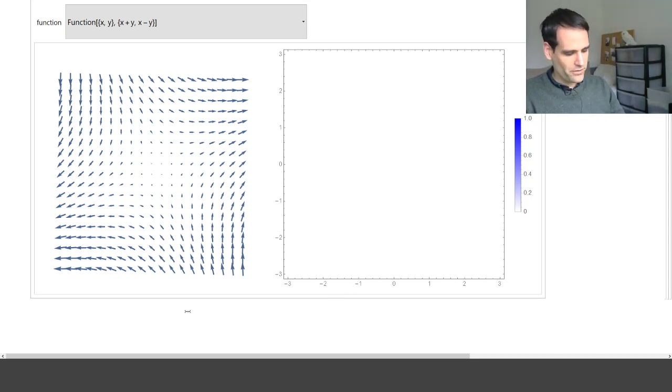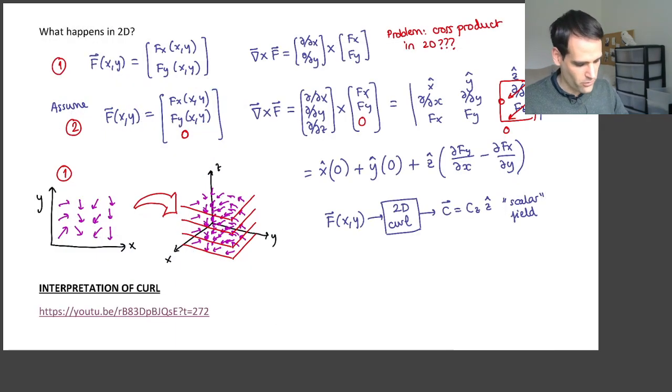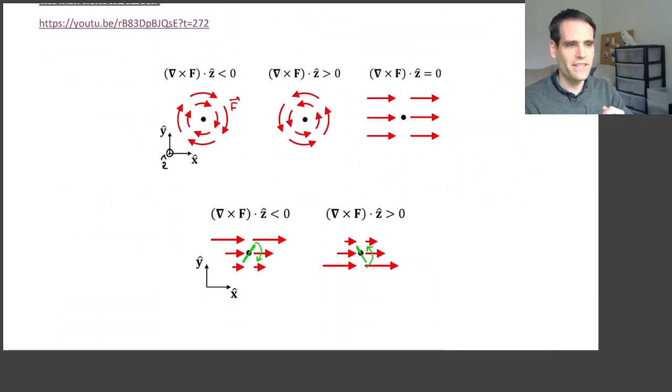Okay, so I hope that was now clear, and that now you have a clear interpretation for what the curl is in every different case.